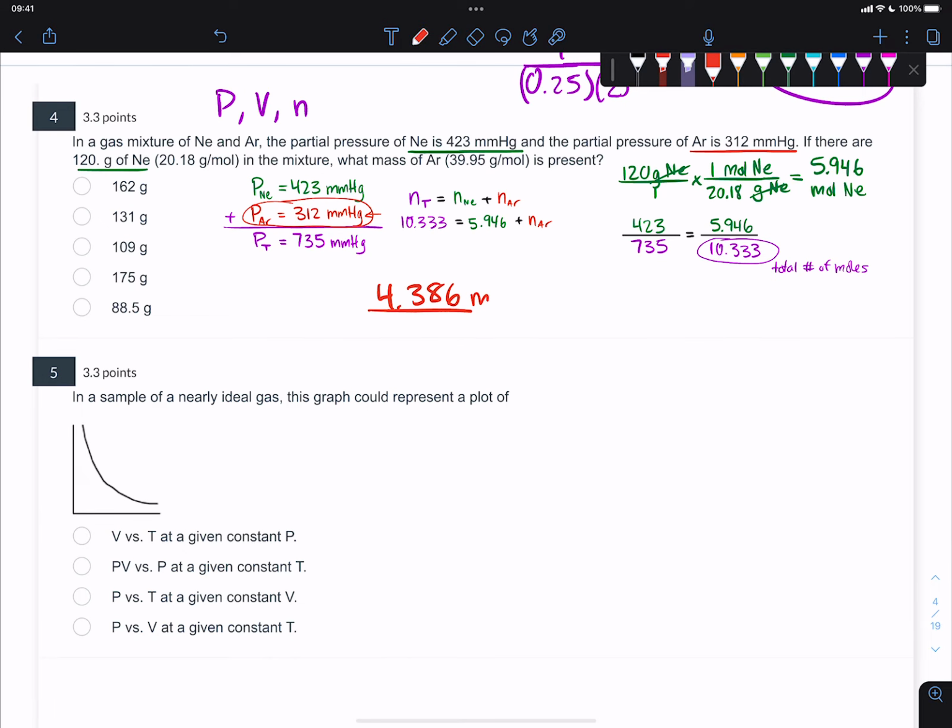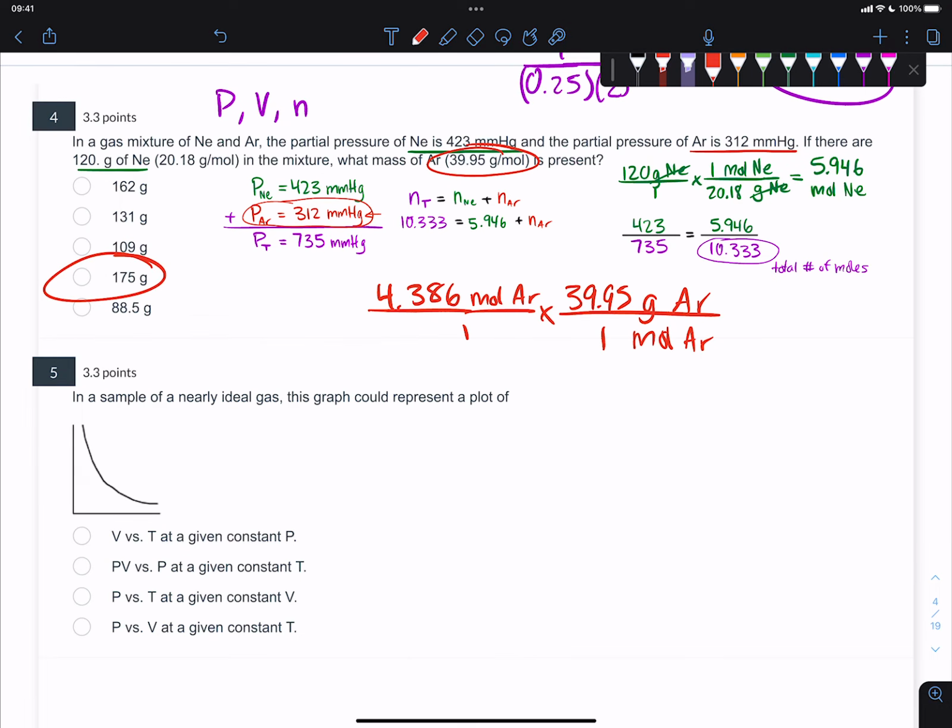This is going to be moles of argon. Moles of argon are going to be turned into grams of argon using, of course, the molar mass. And the molar mass is 39.95 grams per mole. So I'm simply going to multiply that number by 39.95, and I get 175. And that's how you solve a question like this.